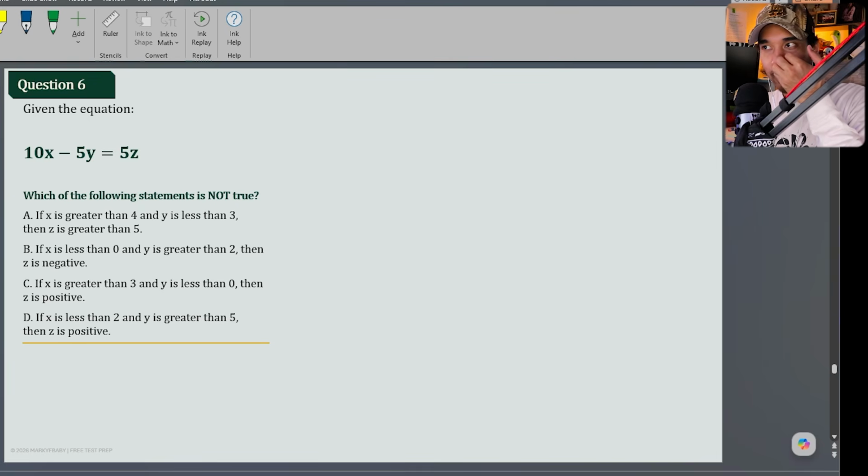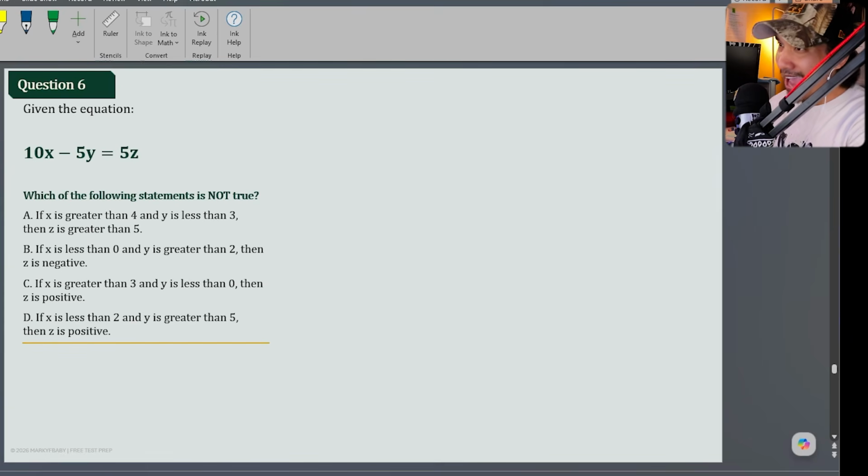So, okay, question number 6. This is an advanced relationship question. It's not that bad, but it's pretty bad because you've got 3 variables and I did not set a constant and everything is words, and it's going to take way too long to read if you do not know what you're doing. But you know what you're doing because you are watching Marky F Baby, and the F is for functions. Okay, 10x minus 5y equals 5z.